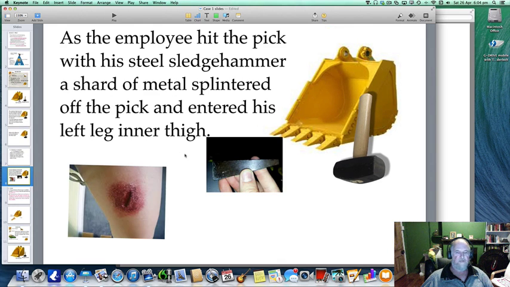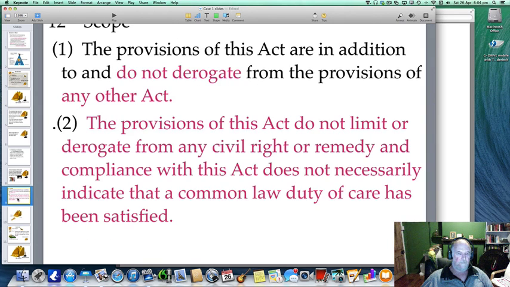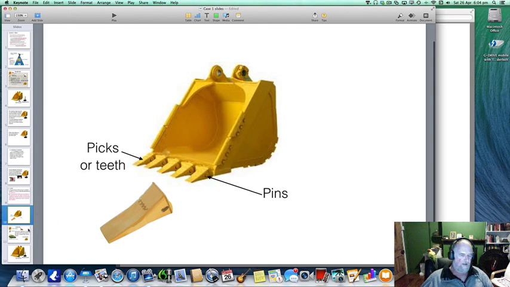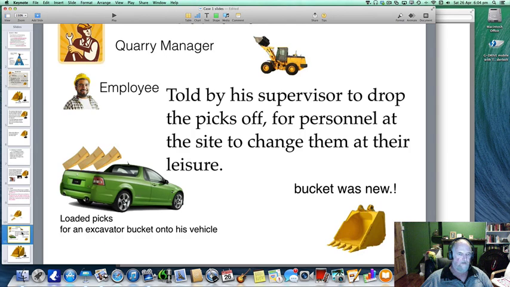Now, as the employee hit the pick with the steel sledgehammer, a shard of metal splintered off. So I found what might be a shard there. Splintered off the pick and entered his left leg inner thigh, and I've got a picture of what looks like a fairly nasty wound on the left leg inner thigh. Okay, let's have a look and see. So you see the picks are teeth. There's the pins. The picks or teeth are there. There's a picture of a pick there as well.